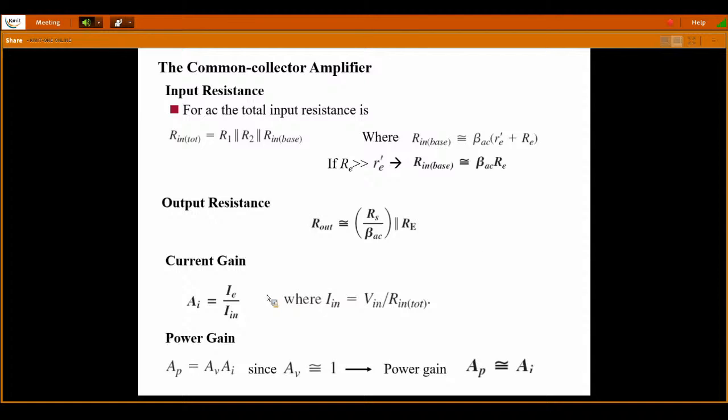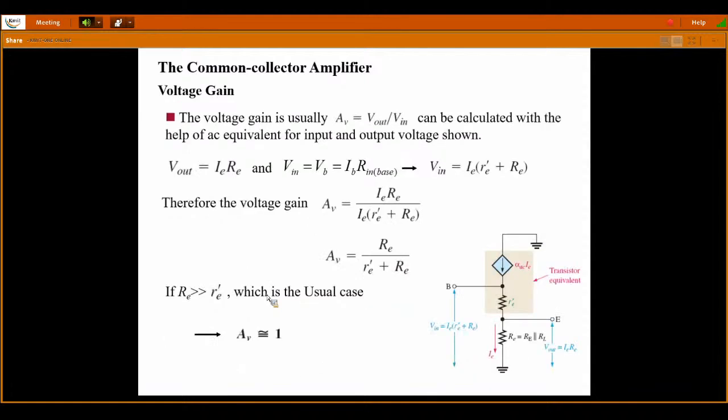Next, how to find your DC analysis as well as your AC analysis of your common collector amplifier. This common collector amplifier is almost a replica of your common emitter. The only thing is here we take the output at the emitter terminal. V out is equal to IE into RE, where Vin is equal to IB into the base resistance. So Vin is equal to IE into (RE dash plus RE), where RE dash is your AC emitter resistance.